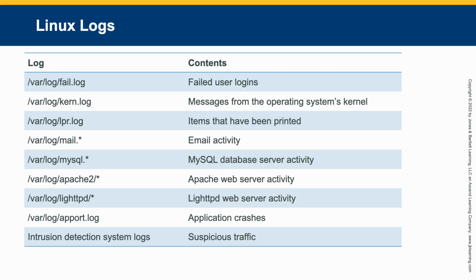The Linux logs look like this: failed users' logins, messages from the operating system's kernel, items that have been printed, email activity, MySQL database, server activity, Apache web server activity, Lighttpd web server activity, application crashes, and suspicious traffic.